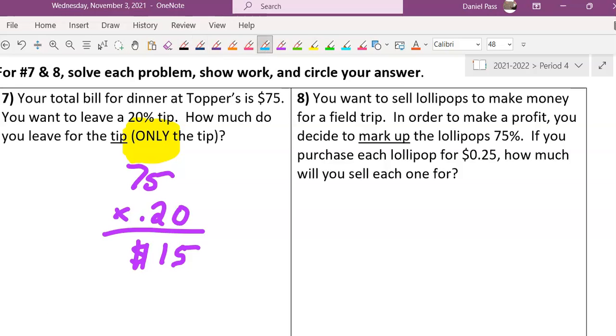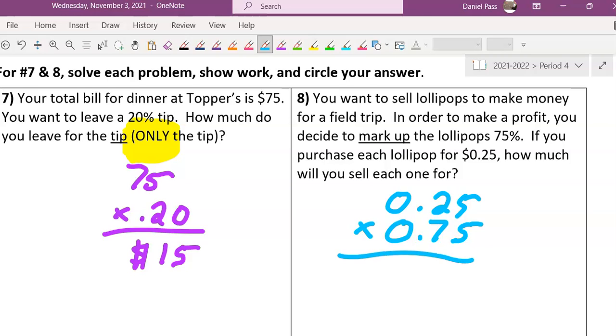You first change 75% to 0.75. Then after that, you multiply it with 0.25. So you have 25 cents times the percent, which is 0.75. Then I got 0.1875. Then I rounded it. Is that right? Yeah. I rounded it to 0.19. So these two places, and then we've got a number that's 5 or more, right? And so that gives us 0.19.